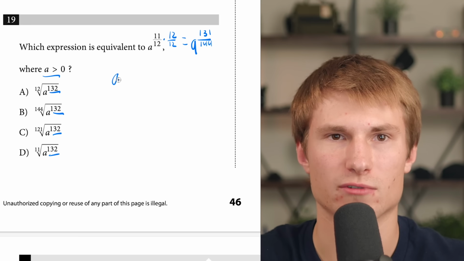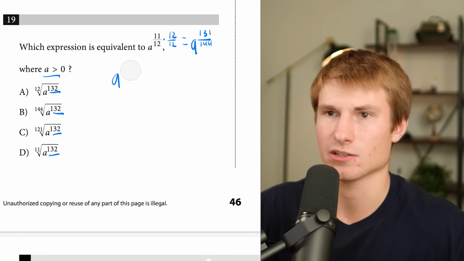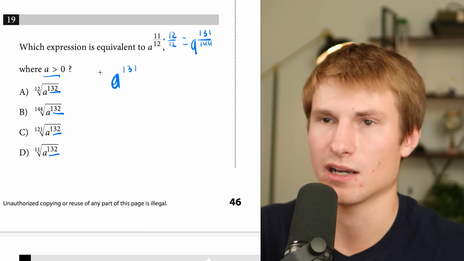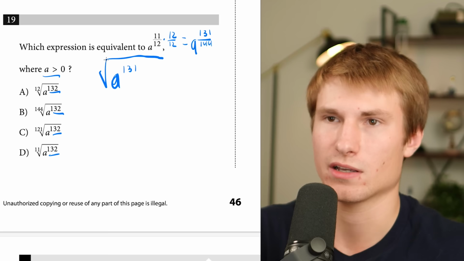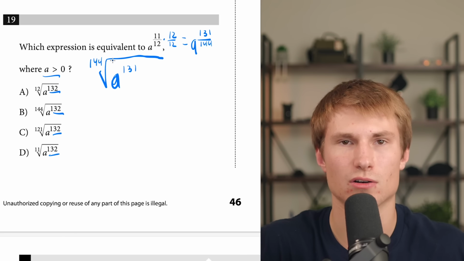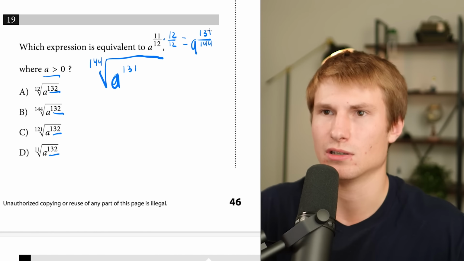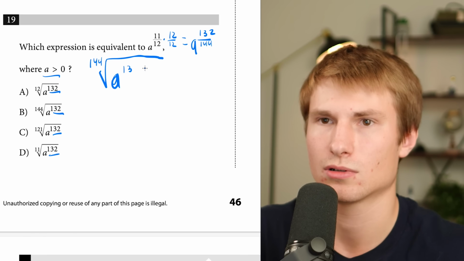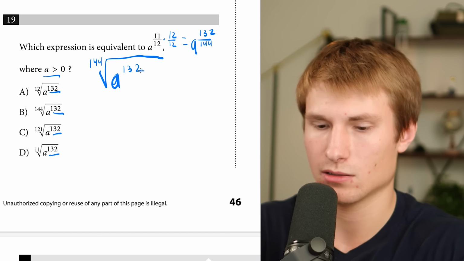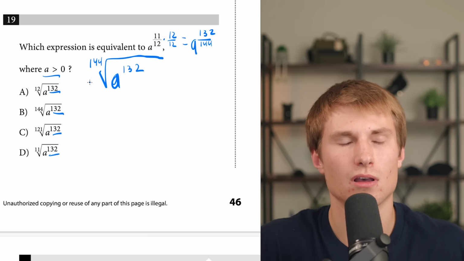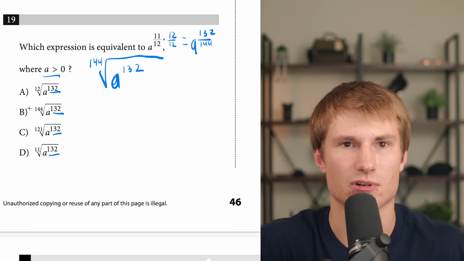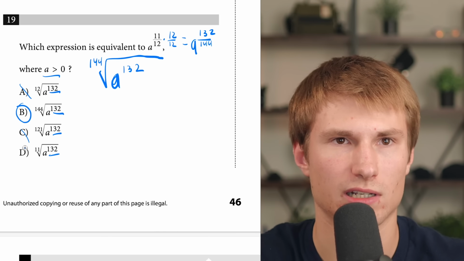From there we could rewrite that as a to the power of 132, and that's an a, not a 9. And we're taking the 144th root of that, since 144 is the denominator in the exponent and 132 is the numerator in the exponent. Quick check that. Yeah, 132. Okay, sweet. From here, we just find which one matches this. We're going to see that that's answer choice B. So B would be our correct answer for number 19.